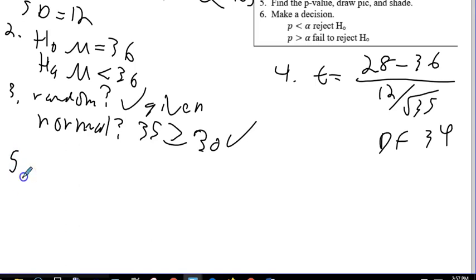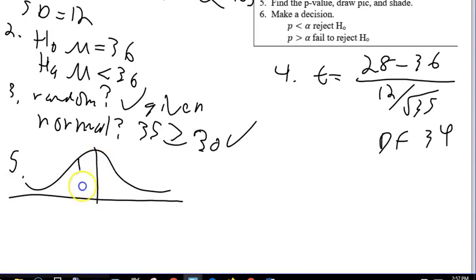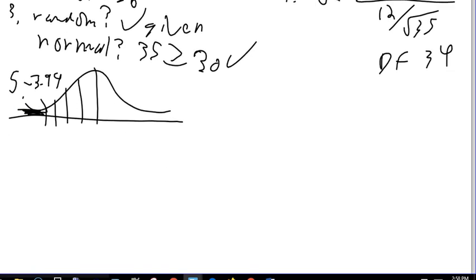On to number 5. Draw our beautiful distribution. Okay, we're at negative 3.94. 0, negative 1, negative 2, negative 3. Where's 3.94? Way out there. So teeny tiny. You kind of already know it's going to be less than alpha because it's teeny tiny on the outskirts. But we're going to do the math. So we're going to do our tcdf.